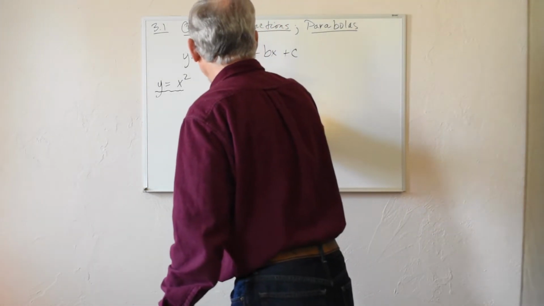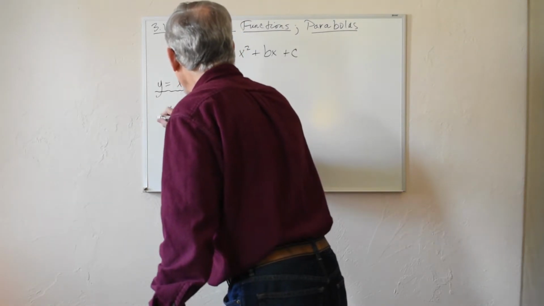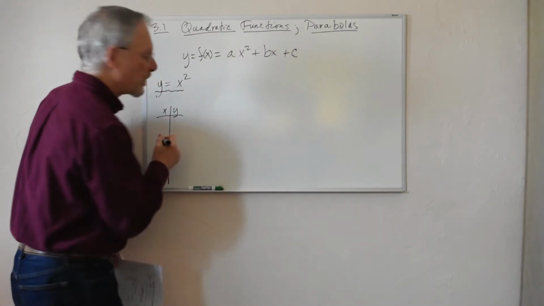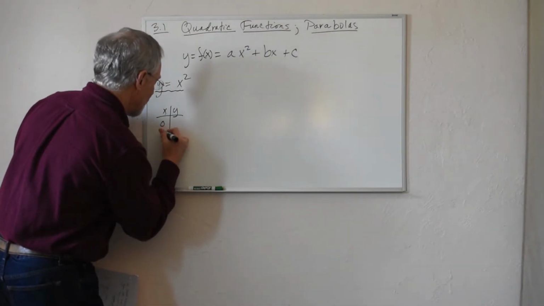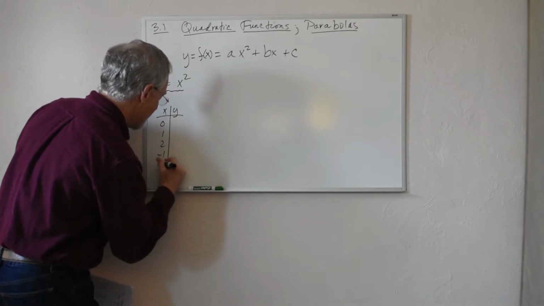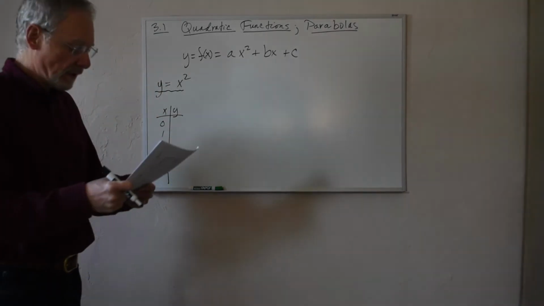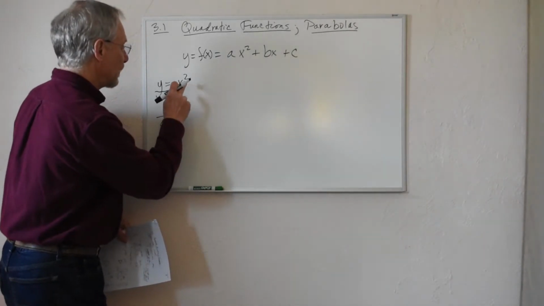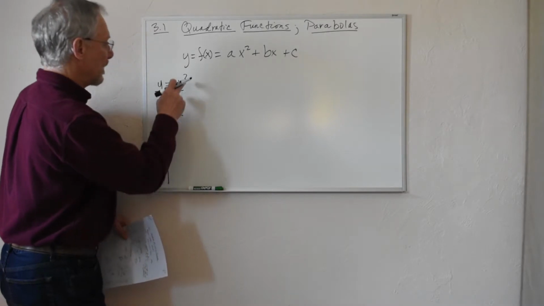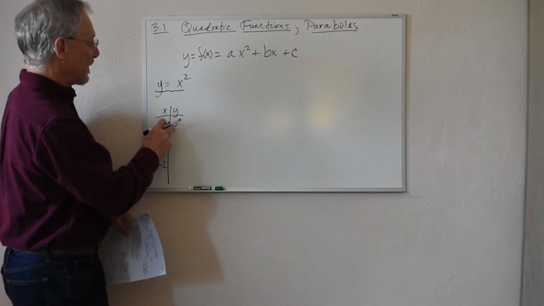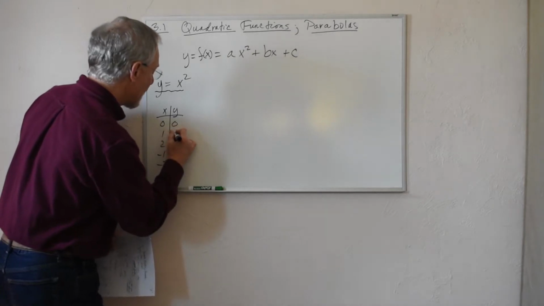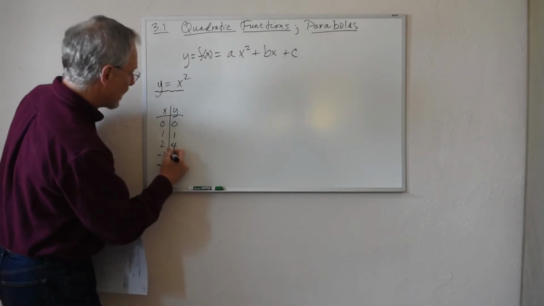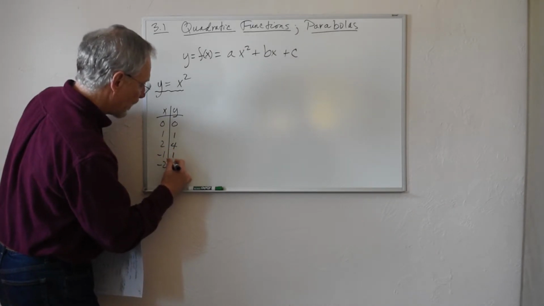If we plot a few points, I'll pick some simple values for x: 0, 1, 2, -1, -2. Numbers that we commonly choose. They're easy to work with. If I calculate y, well, x squared when x is 0 gives me 0 for y. 1 squared gives me 1. 2 squared gives me 4. -1 gives me 1. -2 gives me 4.